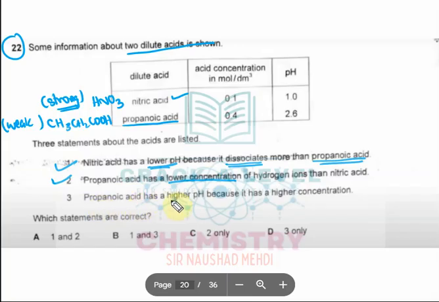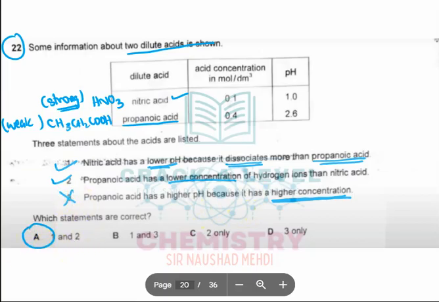Propanoic acid has a higher pH because it has higher concentration. No, because propanoic acid would be producing less H plus ions, okay, so that's why it is having the higher pH. So this is not the correct one.